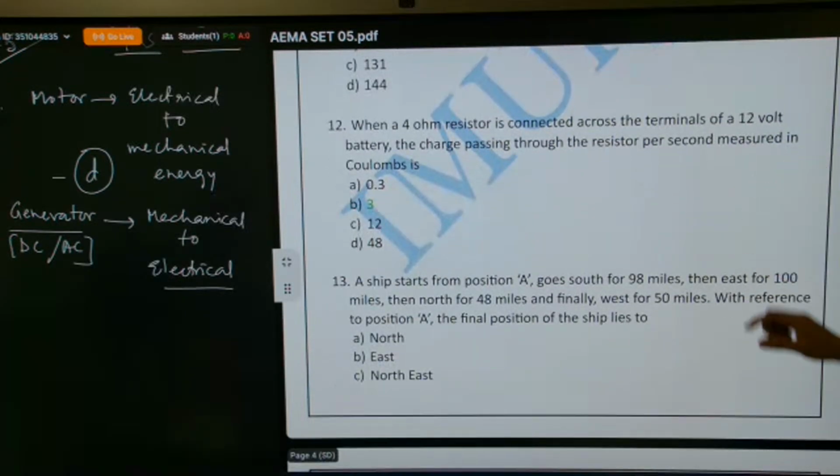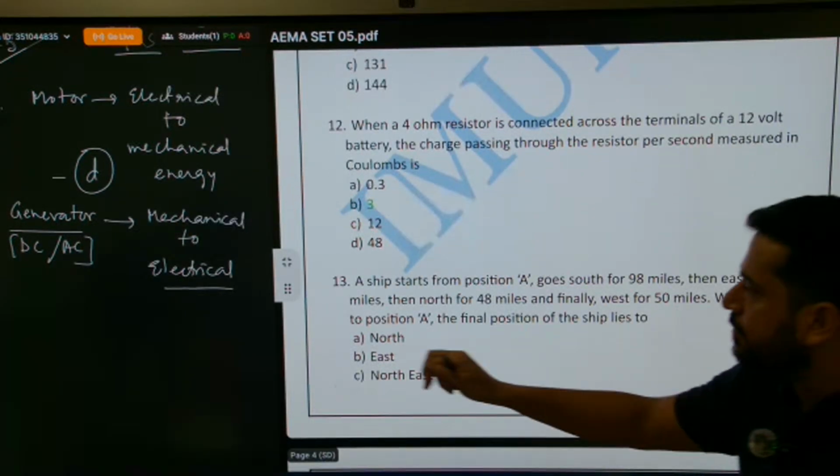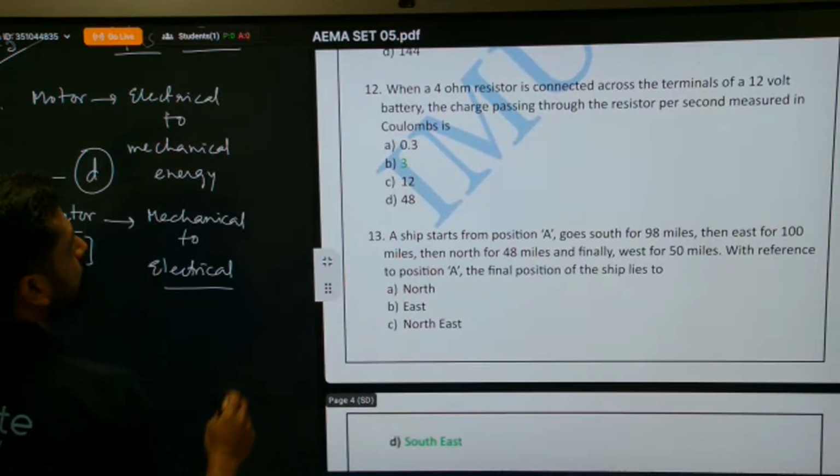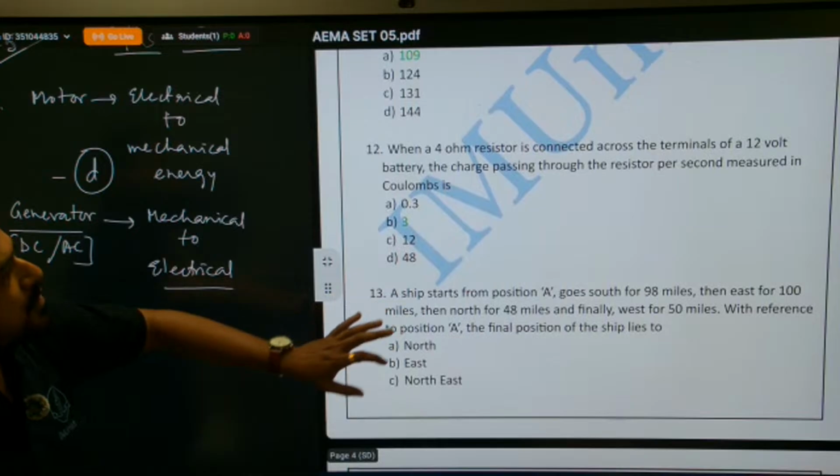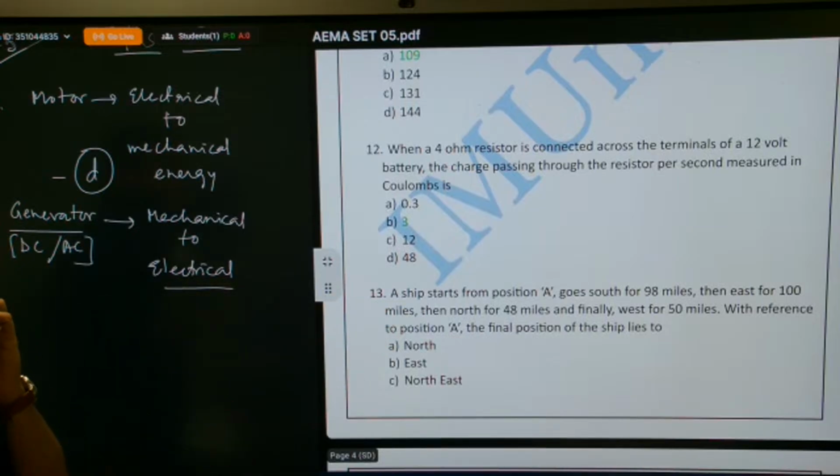Okay, question number 12. Now try to solve it. When a 4 ohm resistor is connected across the terminals of a 12-volt battery, the charge passing through the resistor per second, measured in coulomb, is? So we have a 4 ohm resistance connected across the terminals of a 12 volt battery. We have to calculate the charge passing in 1 second.